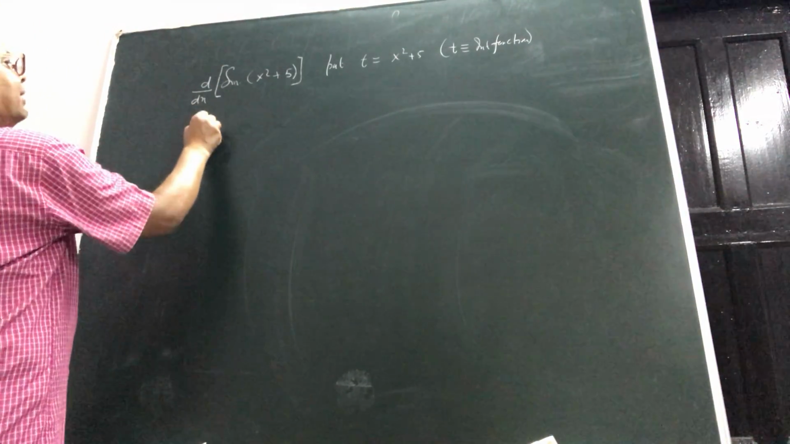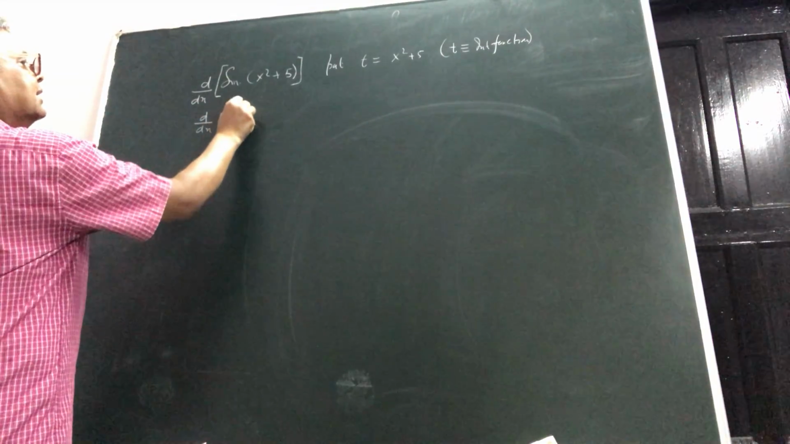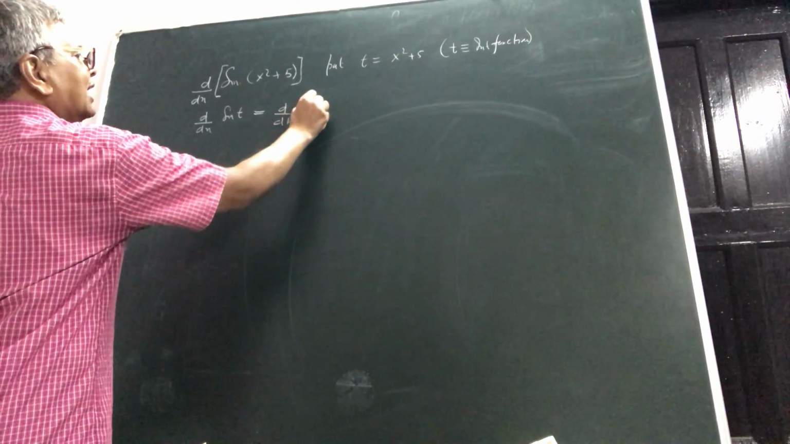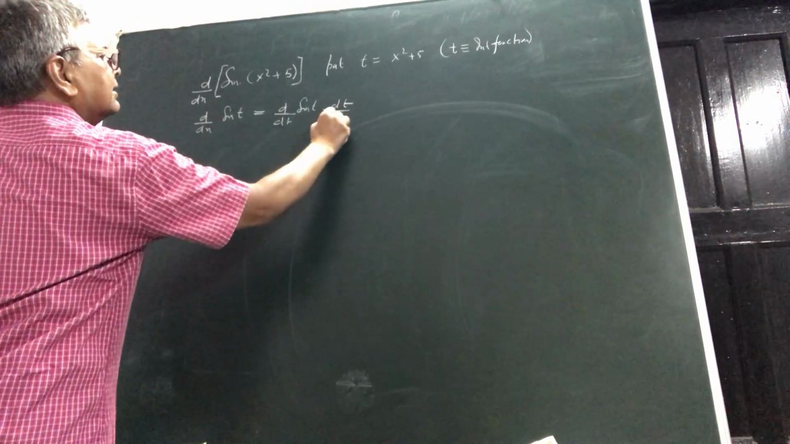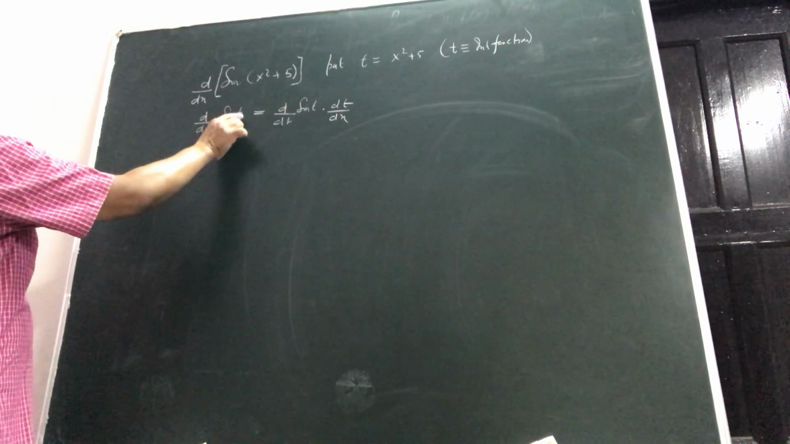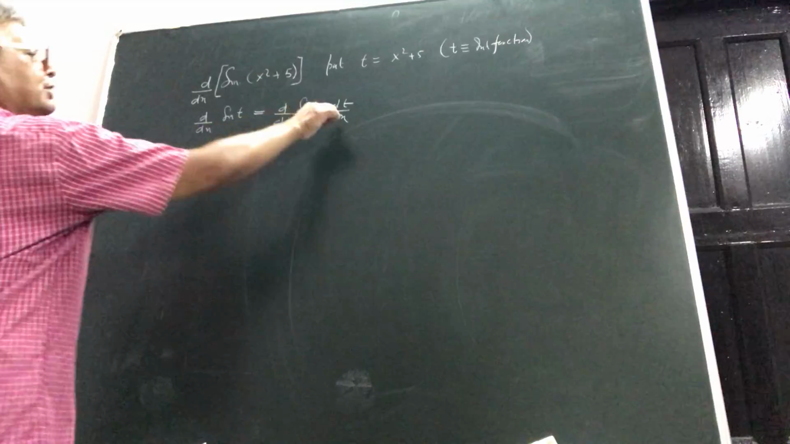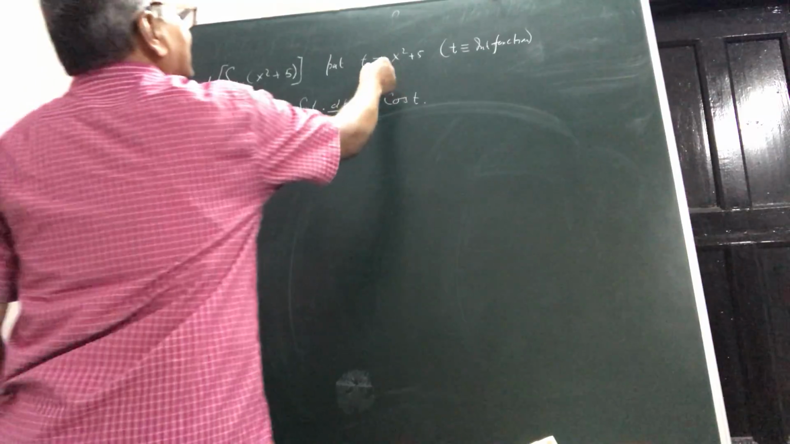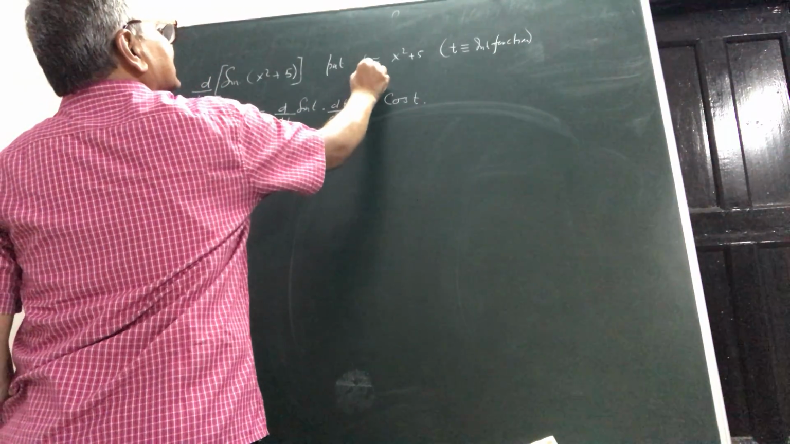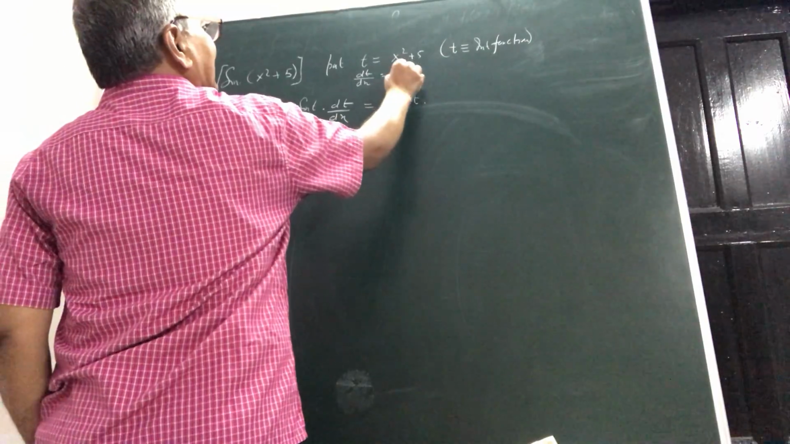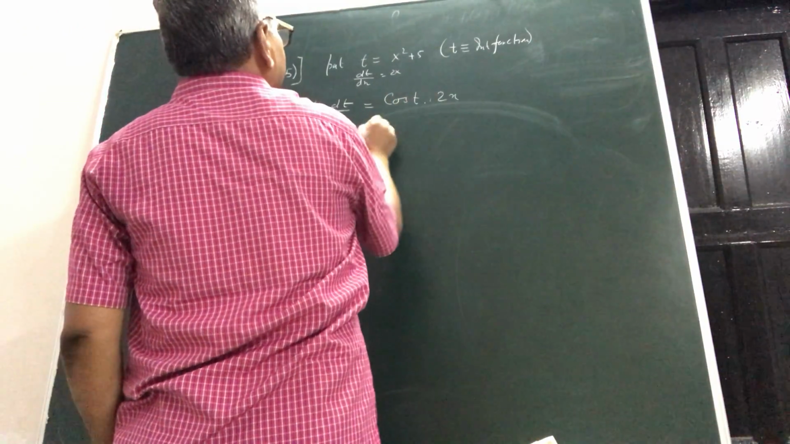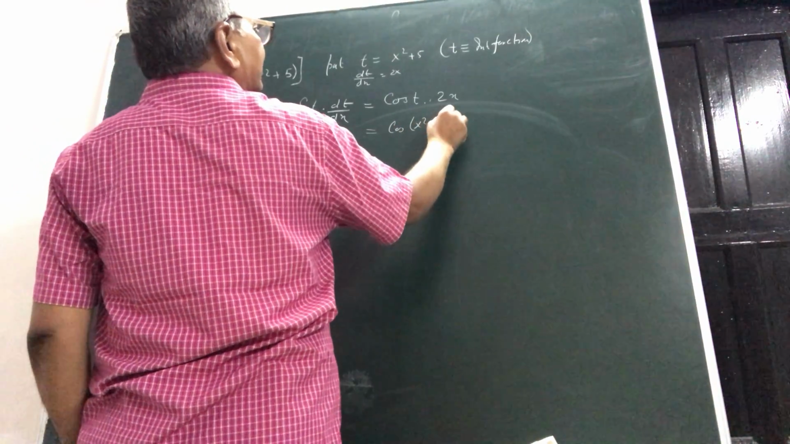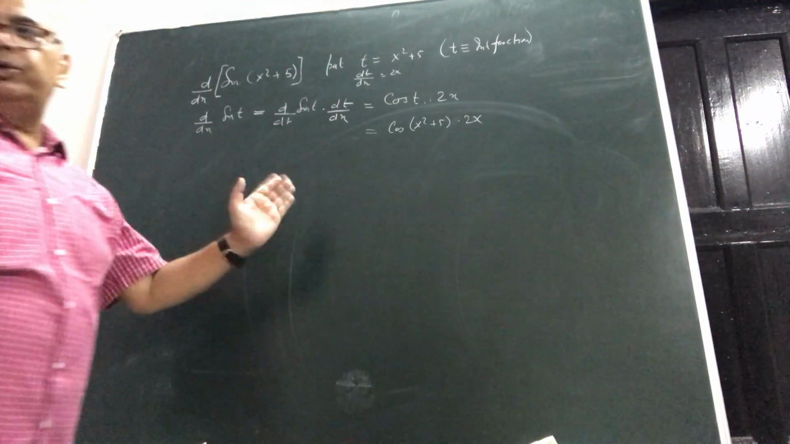So what does it become? d by dx of sine t. And then by chain rule, this becomes d by dt of sine t times dt by dx. So the external function you differentiate with respect to the internal function, into this. Then d by dt of sine t gives cos t, and dt by dx you differentiate here. dt by dx here will be 2x. That's all. So you write here cos of t, and t you put as x square plus 5, into 2x. So this is how you will do it.